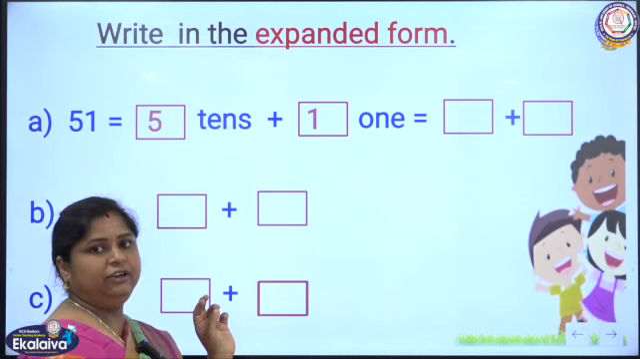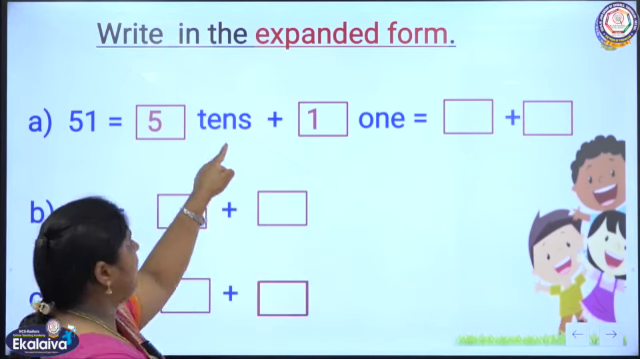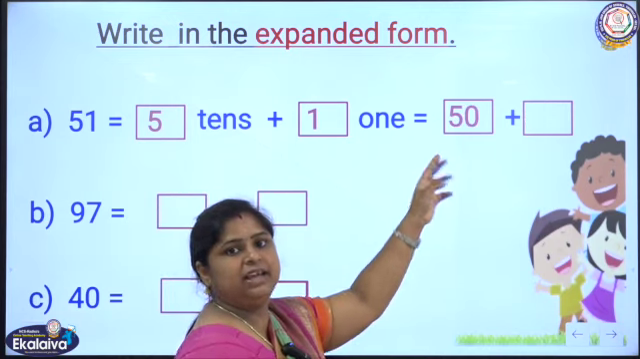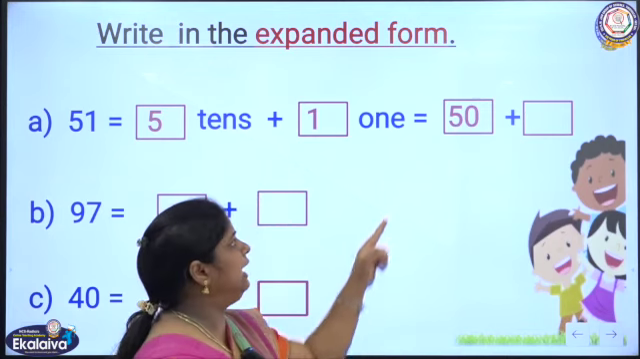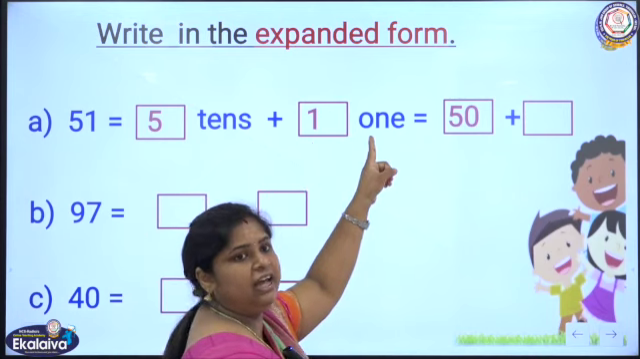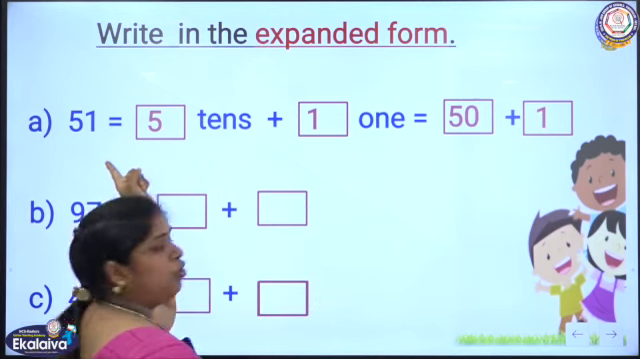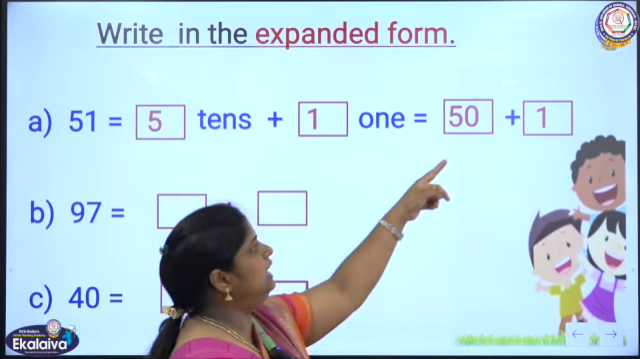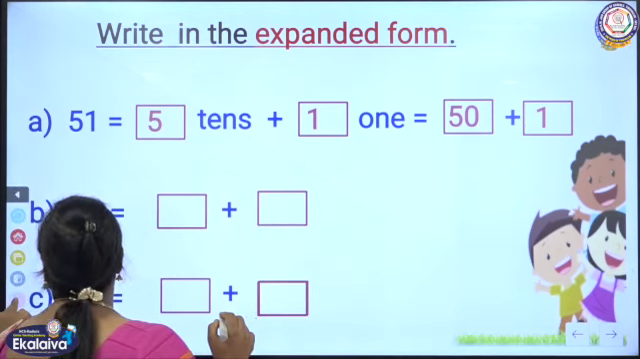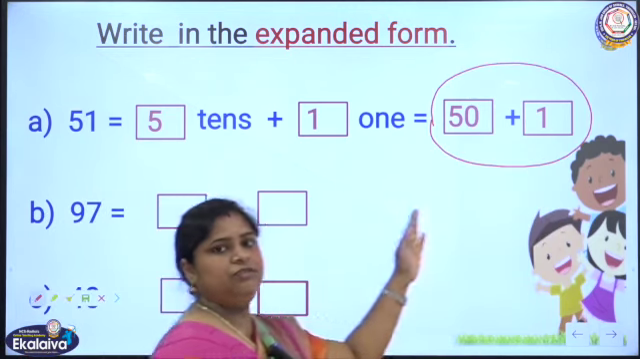So, now what are we going to do? We are going to write it in the expanded form. 5 tens makes 50. If we add 5 tens, what will we get? 50. See the next one. Ones. How many ones do you have? Only 1. So 50 plus 1. The expanded form of 51 is 50 plus 1. This is the expanded form.